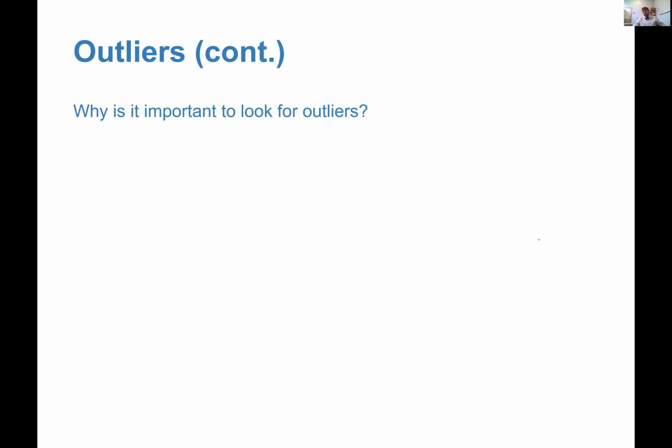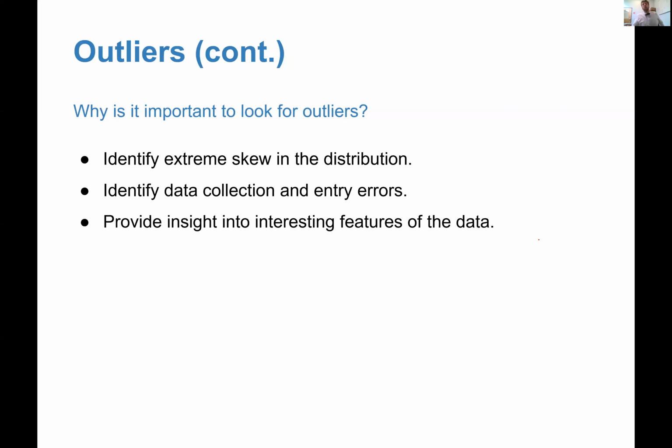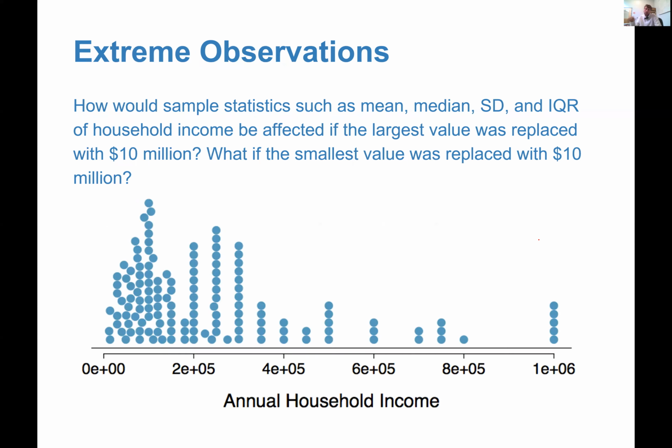Okay, why is it important to look for outliers? Well, they can help you identify extreme skew in the distribution. You can identify data collection or entry errors, and you can provide insight into interesting features of the data too. So for instance, how would sample statistics such as mean, median, standard deviation, and IQR of household income be affected if the largest value was replaced with 10 million?